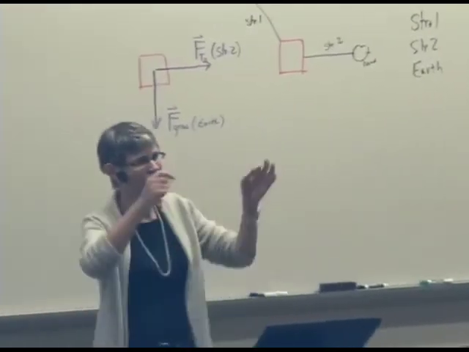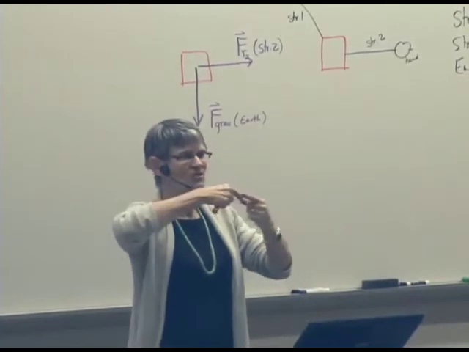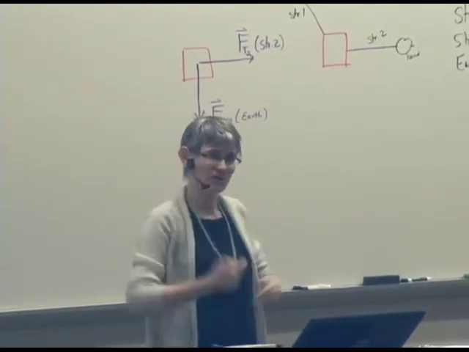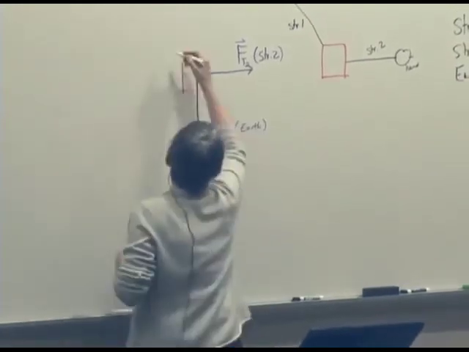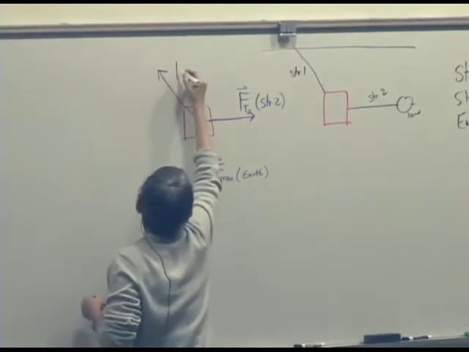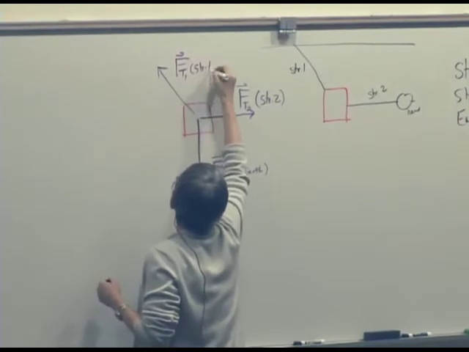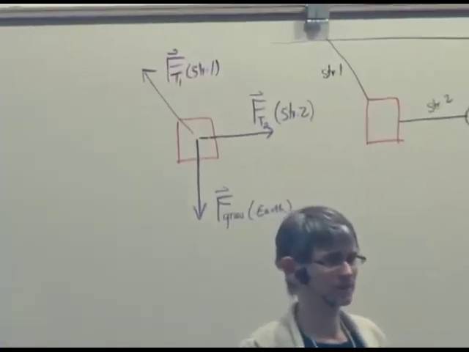So strings are limp things unless they're stretched under tension, and a string can only exert a force along the direction of the string, so we need to draw the force due to the string in the direction the string is going, and we'll call that Ft1, due to string 1. So that completes our diagram.